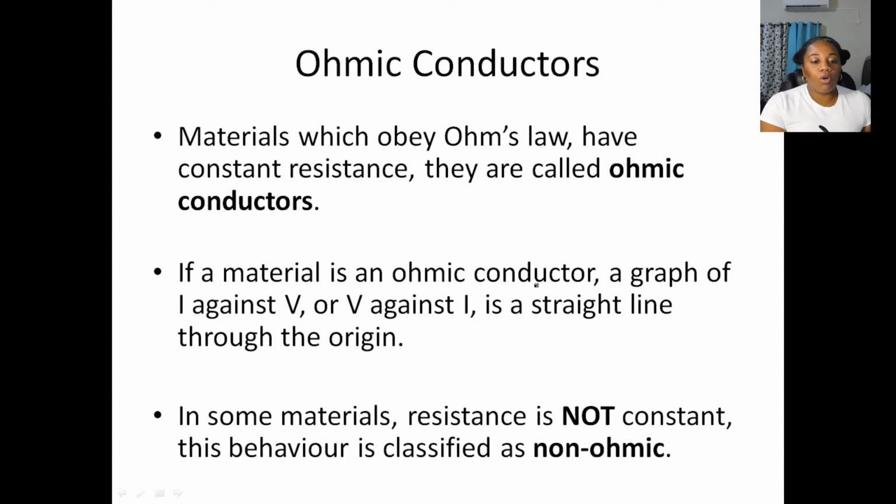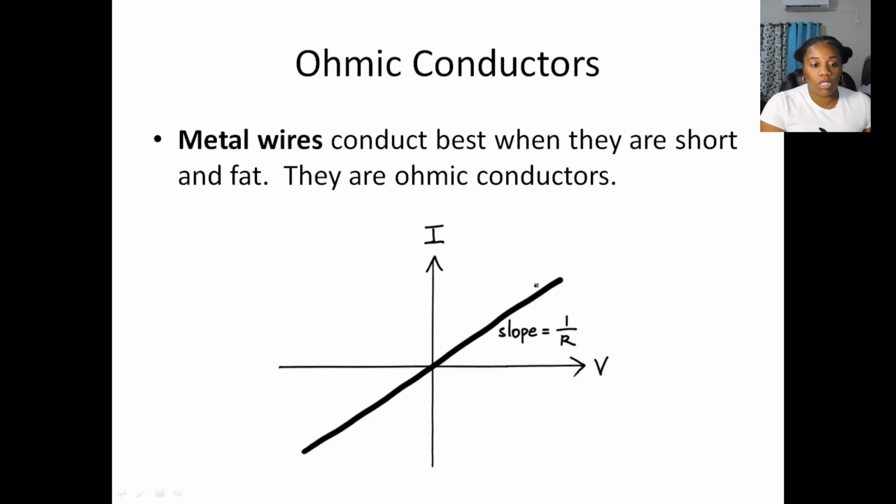Materials which obey Ohm's law have constant resistance. They are called ohmic conductors. If a material is an ohmic conductor, a graph of I against V or V against I is a straight line to the origin. In some materials, resistance is not constant. This behavior is classified as non-ohmic.